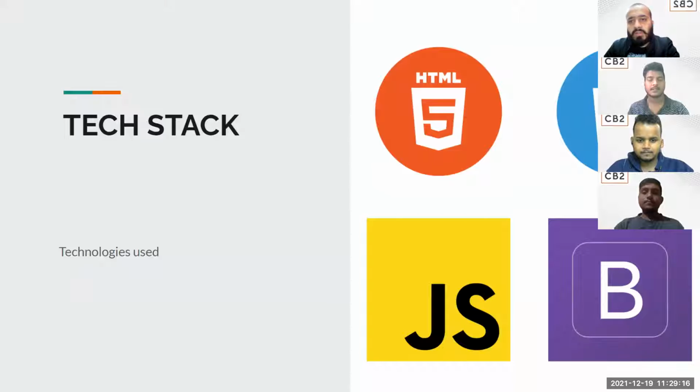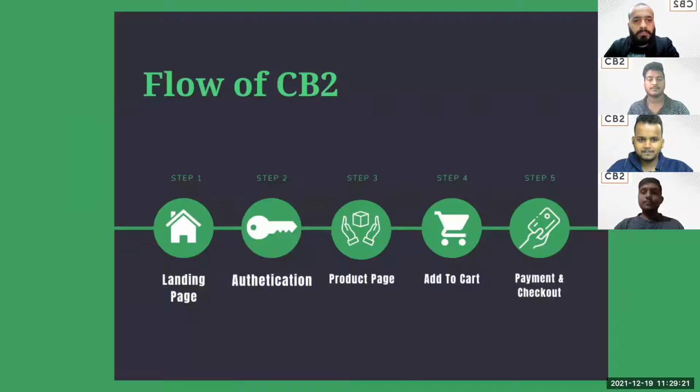The tech stack we use is HTML, CSS, JavaScript, and Bootstrap. The flow of our project is we land on the landing page, the homepage. After that, we have to go through the authentication process. After that, we can go to the product page, add items to the wish list or cart. After adding items to the cart, we proceed to checkout where we enter address and card details, and we can end up by buying the product.